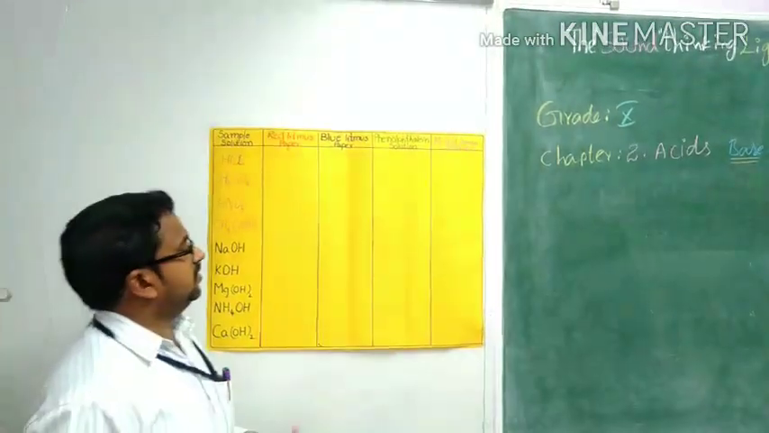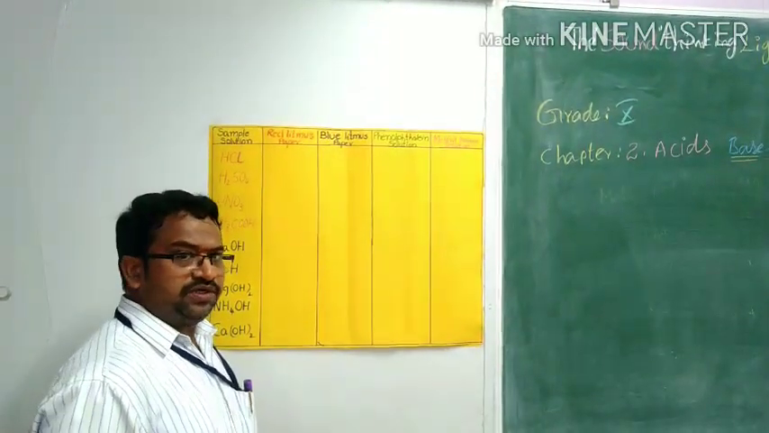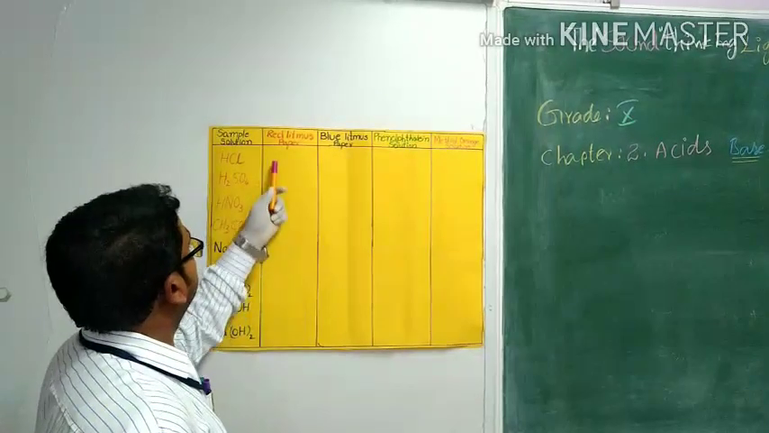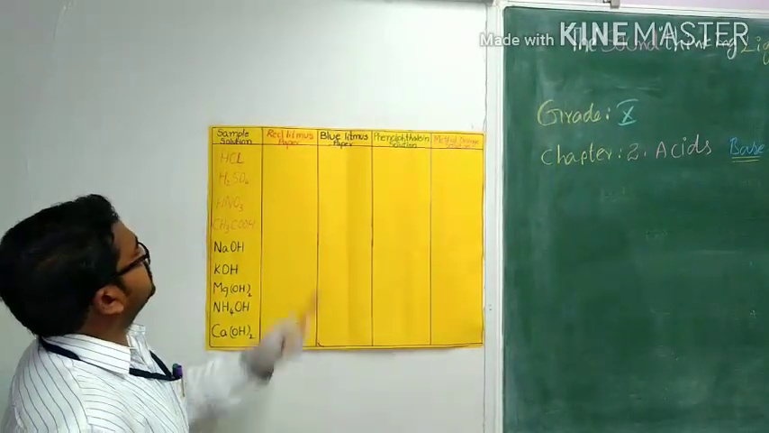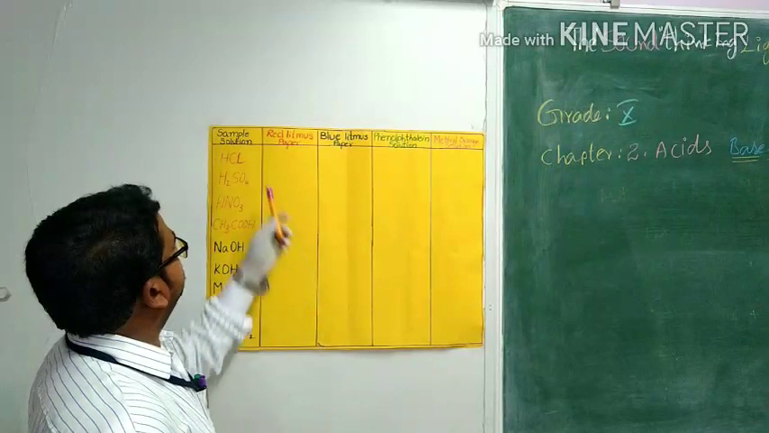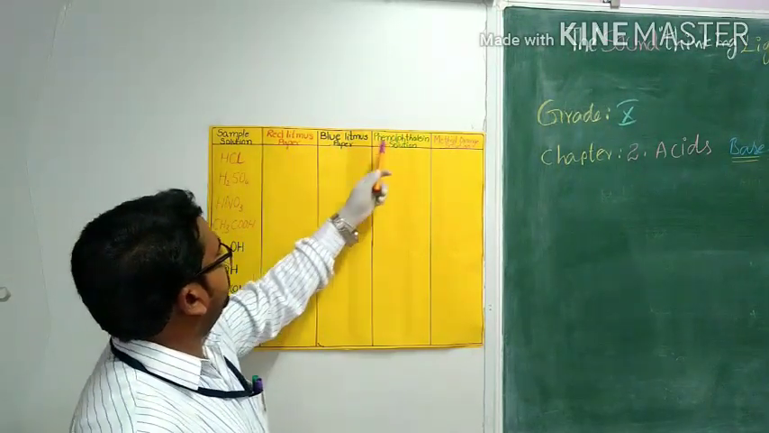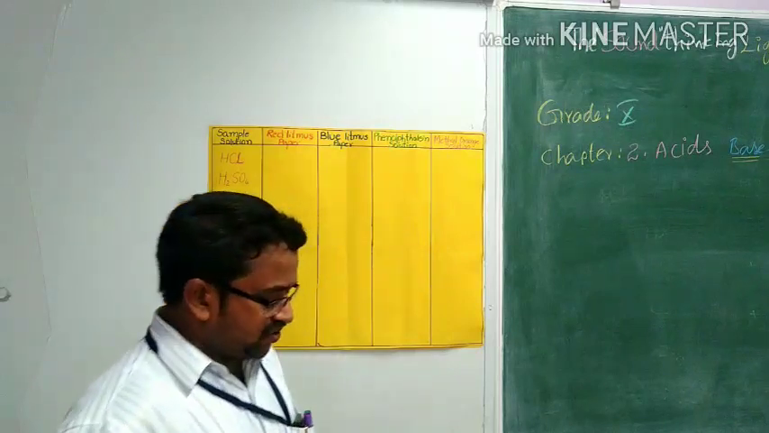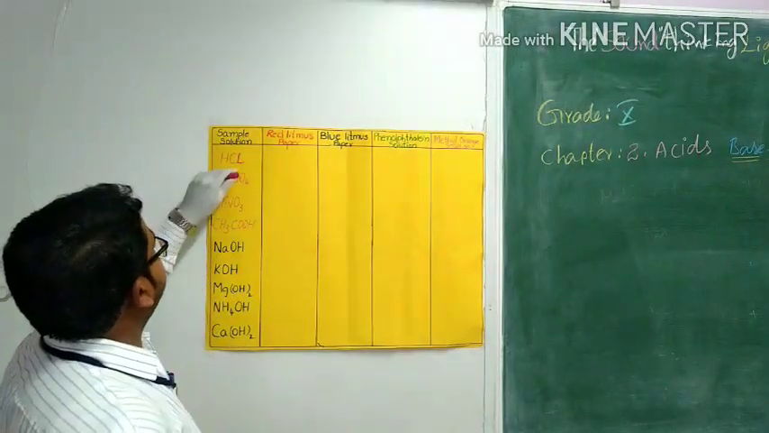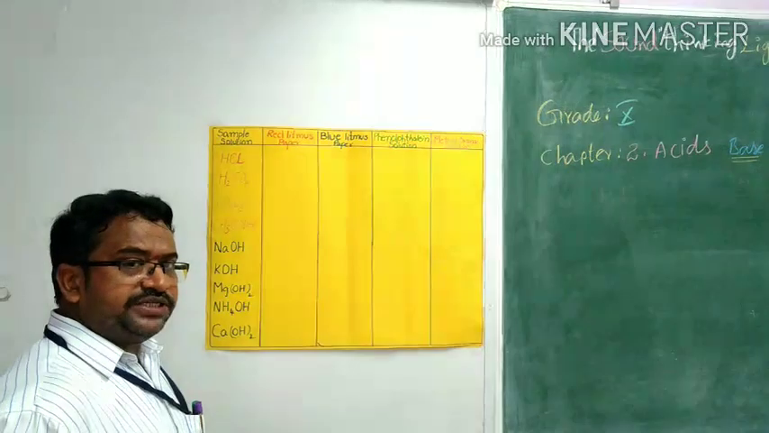Okay, children. Are you seeing page number 21 of your textbooks? There, one table is there like this. How we have to change this sample solution: red litmus, blue litmus, phenolphthalein and methyl orange are our indicators. Let us see HCl. How will the red litmus change in HCl?